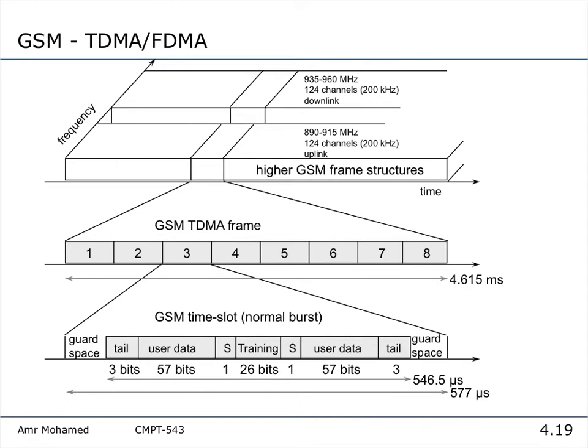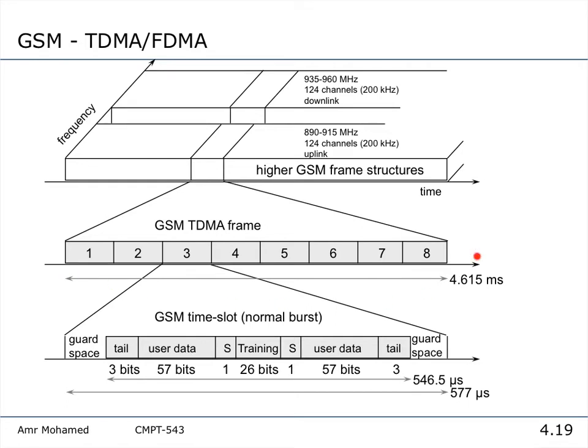Each cell gets assigned, on the average, around 10 of these channels. And some of these channels get assigned for control, not for data. So not all the 124 channels are used for data transfer. Some of them are assigned for control signals. Around maybe 90 of these channels get assigned for data transmission, and each cell will get assigned on the average around 10 channels for data transmission.